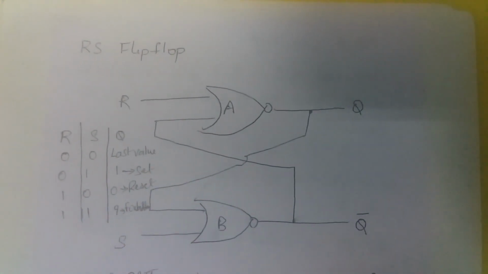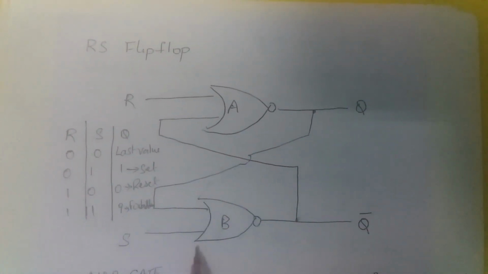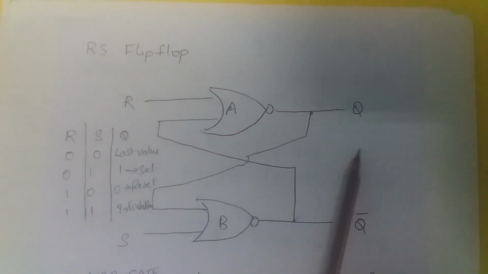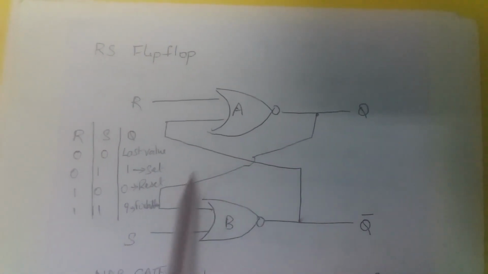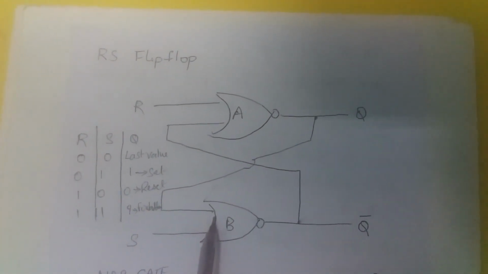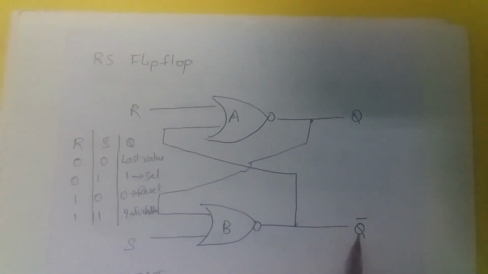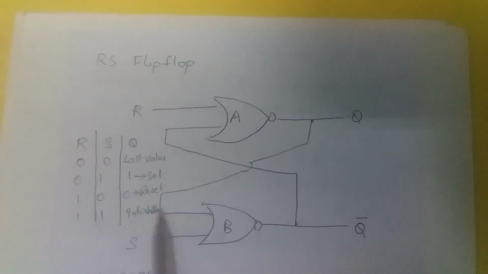Now when R is 1 and S is 0, what happens? The output of NOR gate A goes low. Since this is applied as input to NOR gate B and S is 0, Q bar goes high. This is the reset state.